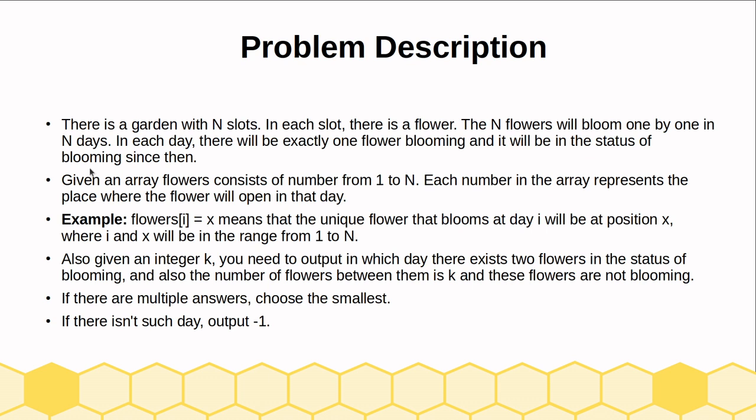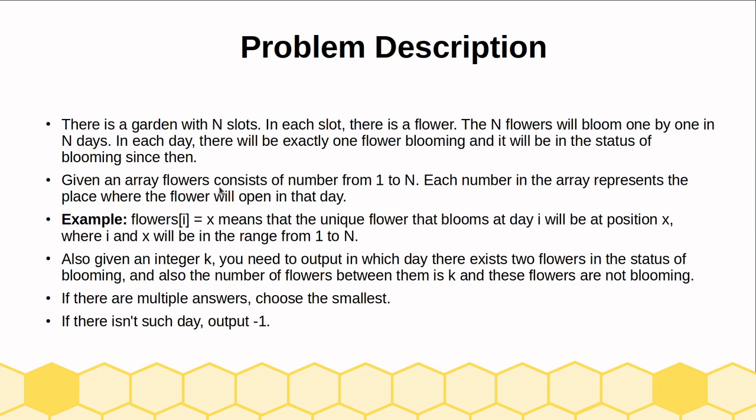So we have n slots in a garden, and in each slot there is a flower, and the n flowers will bloom one by one in n days. So n flowers, n days. In each day, only one flower will bloom, and the status of that flower will be bloomed forever.